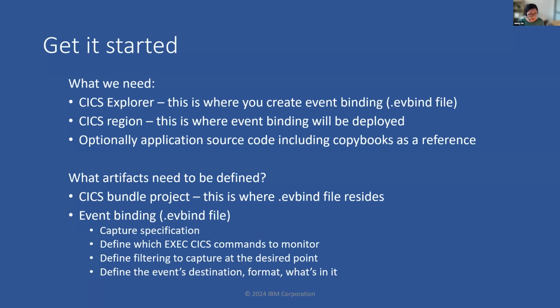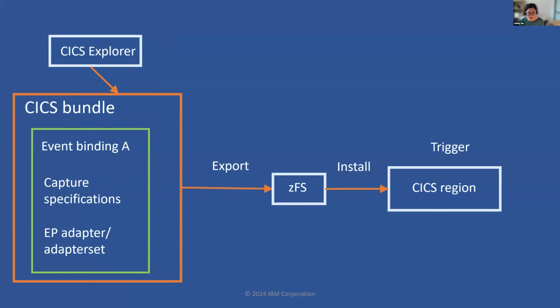A bundle can include the event binding, which is an .evbind file. Within it, you can have the specification on capture, which means where you want CICS to monitor that business event. Then you can define the filtering, the destination, the format, and what's in the event. In a nutshell, within CICS Explorer, you define a CICS bundle that can contain the event binding with all the artifacts.